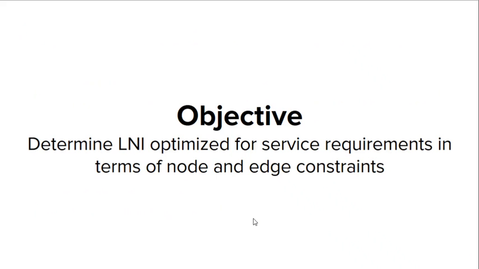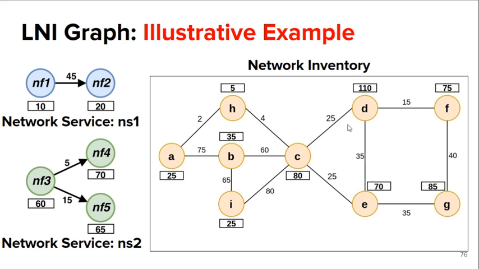Given a service request and a network inventory, our objective is to determine a logical network inventory graph optimized for the service requirements in terms of node and edge constraints. Here we illustrate the LNI generation with an example.